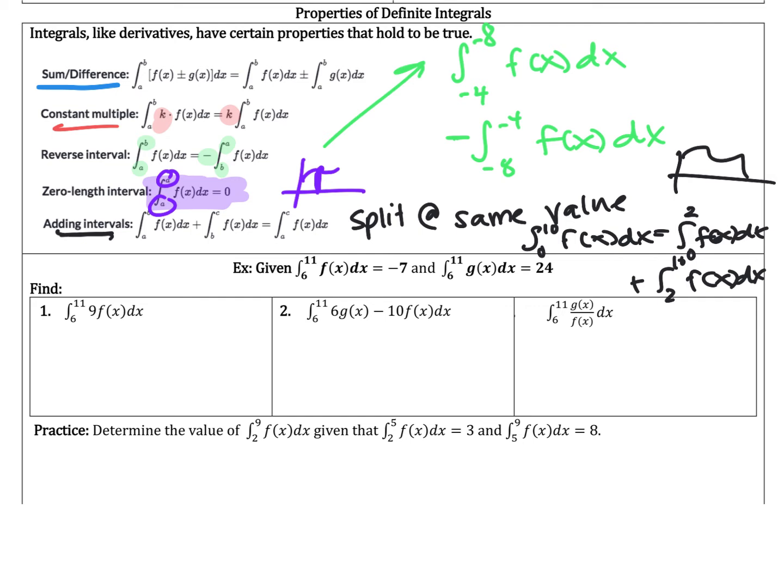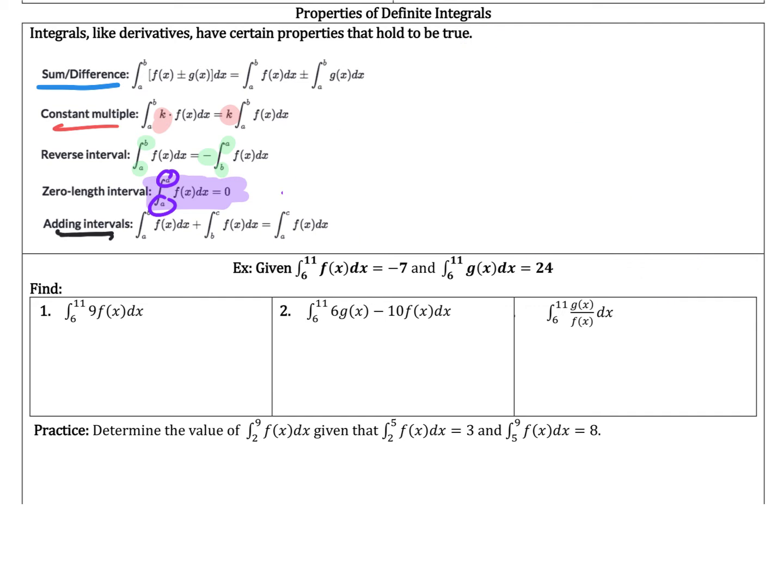So let's go ahead and practice using some of these properties with some given information. Again, the goal being here that we understand how to use the properties as needed. Okay, so for examples 1, 2, and 3 here, we are given two pieces of information. We're given that the integral from 6 to 11 of f of x dx is equal to -7, and that the integral from 11 to 6 of g of x dx is equal to 24.